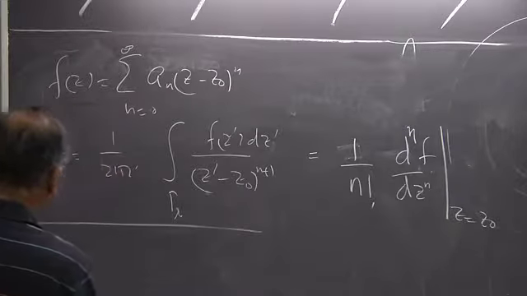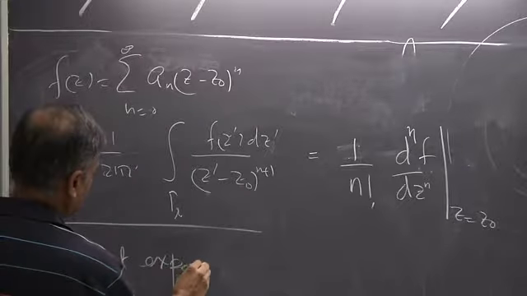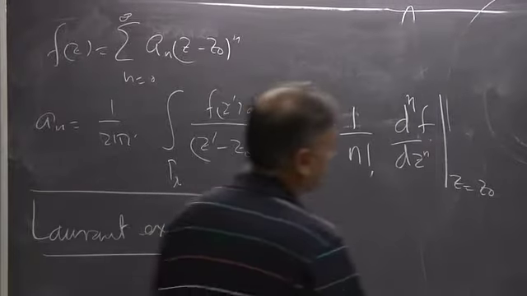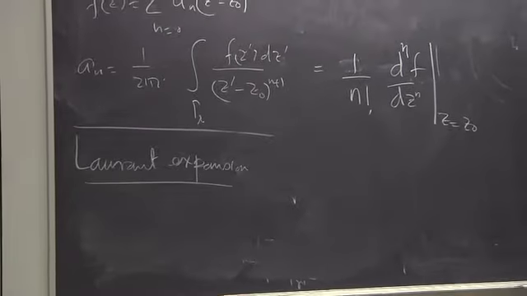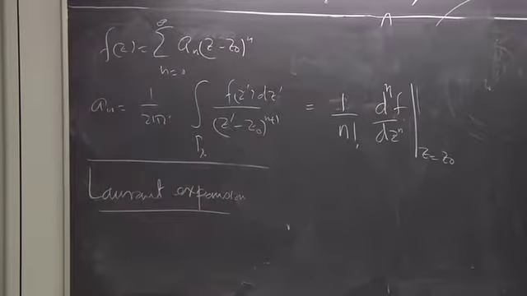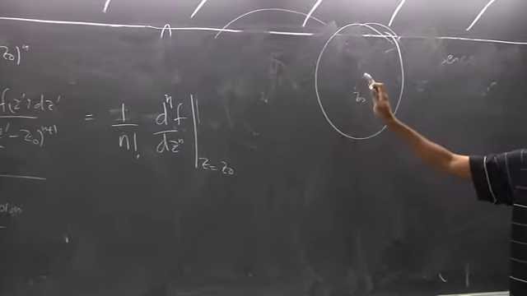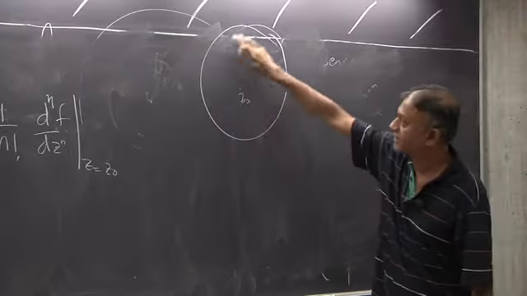Okay. So now the Laurent expansion. The problem is the following. For Taylor expansion, I needed to have a z0 and a disk of some radius, and the function had to be analytic in the entire interior of the disk. That was crucial for the Taylor series, that it had to be analytic.